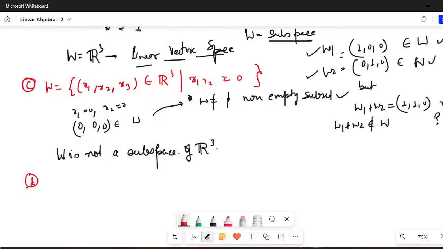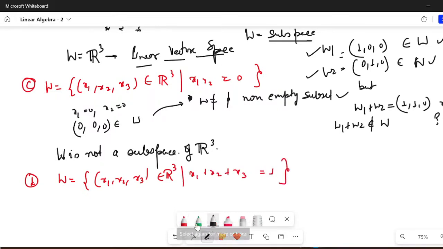What was option number D? Option number D stated that your W is such that x1, x2, x3 all belong to R cube, and x1 plus x2 plus x3 should be equal to 1. Now, if this is the case, then I will take one thing. So x1, x2, x3 should sum to 1.